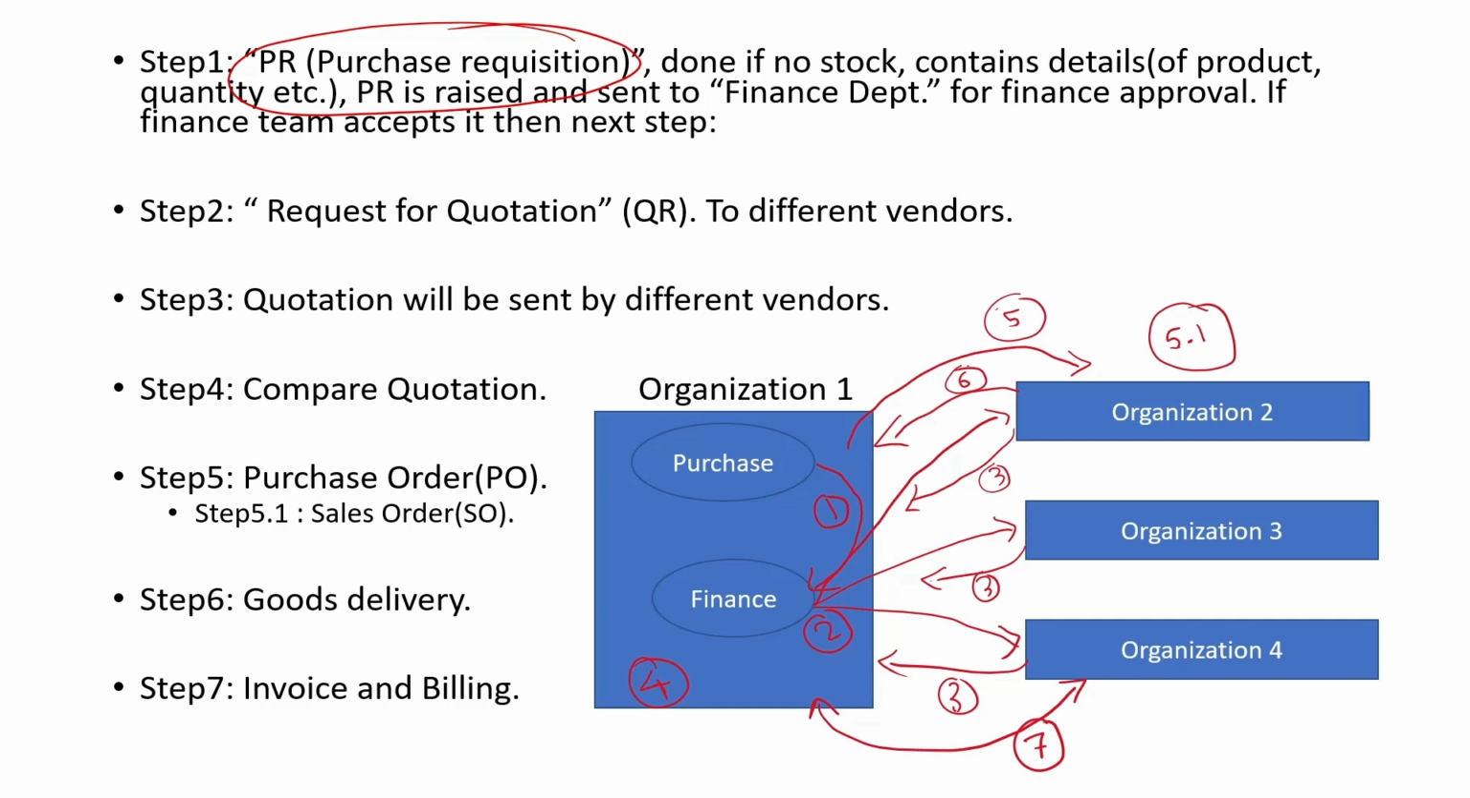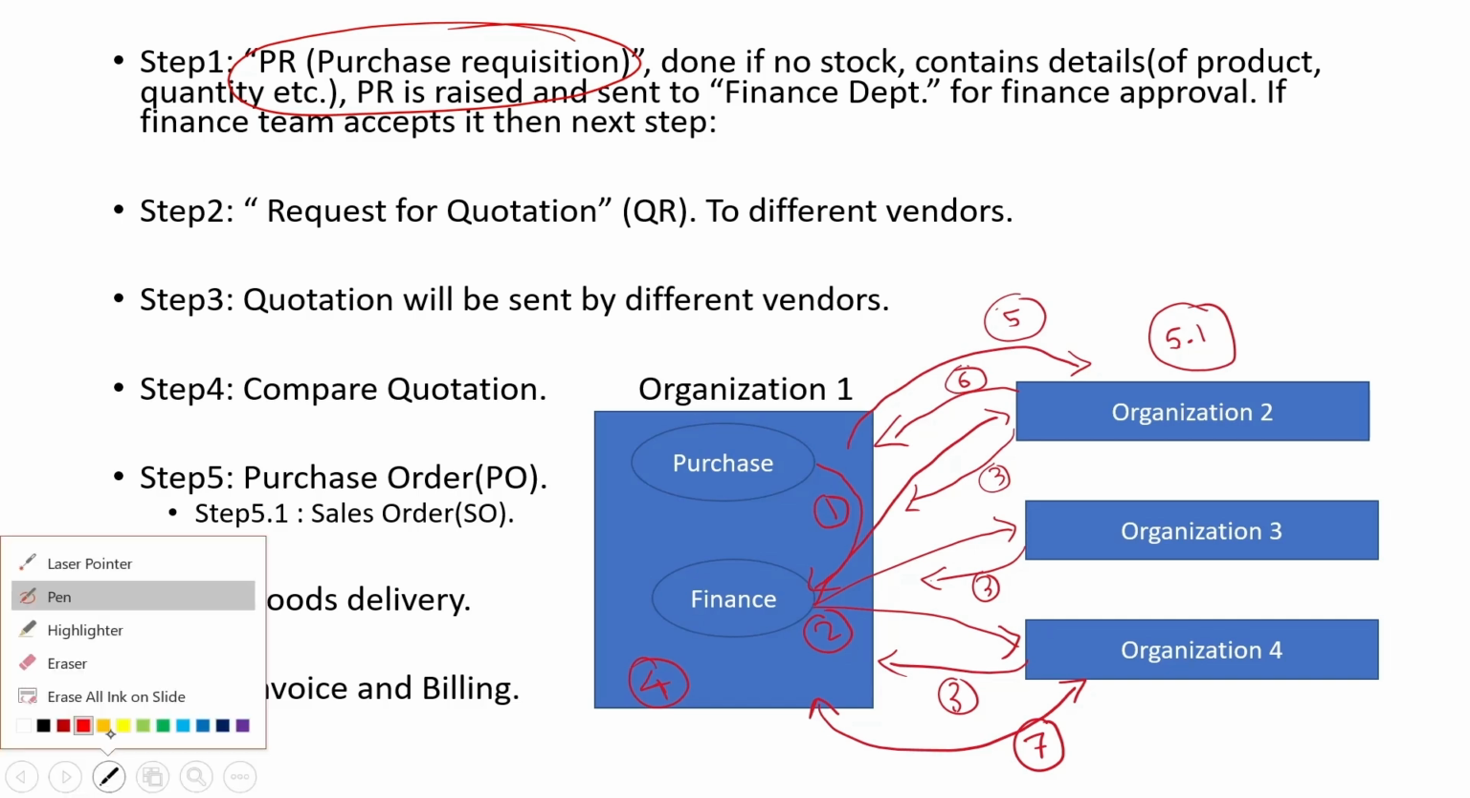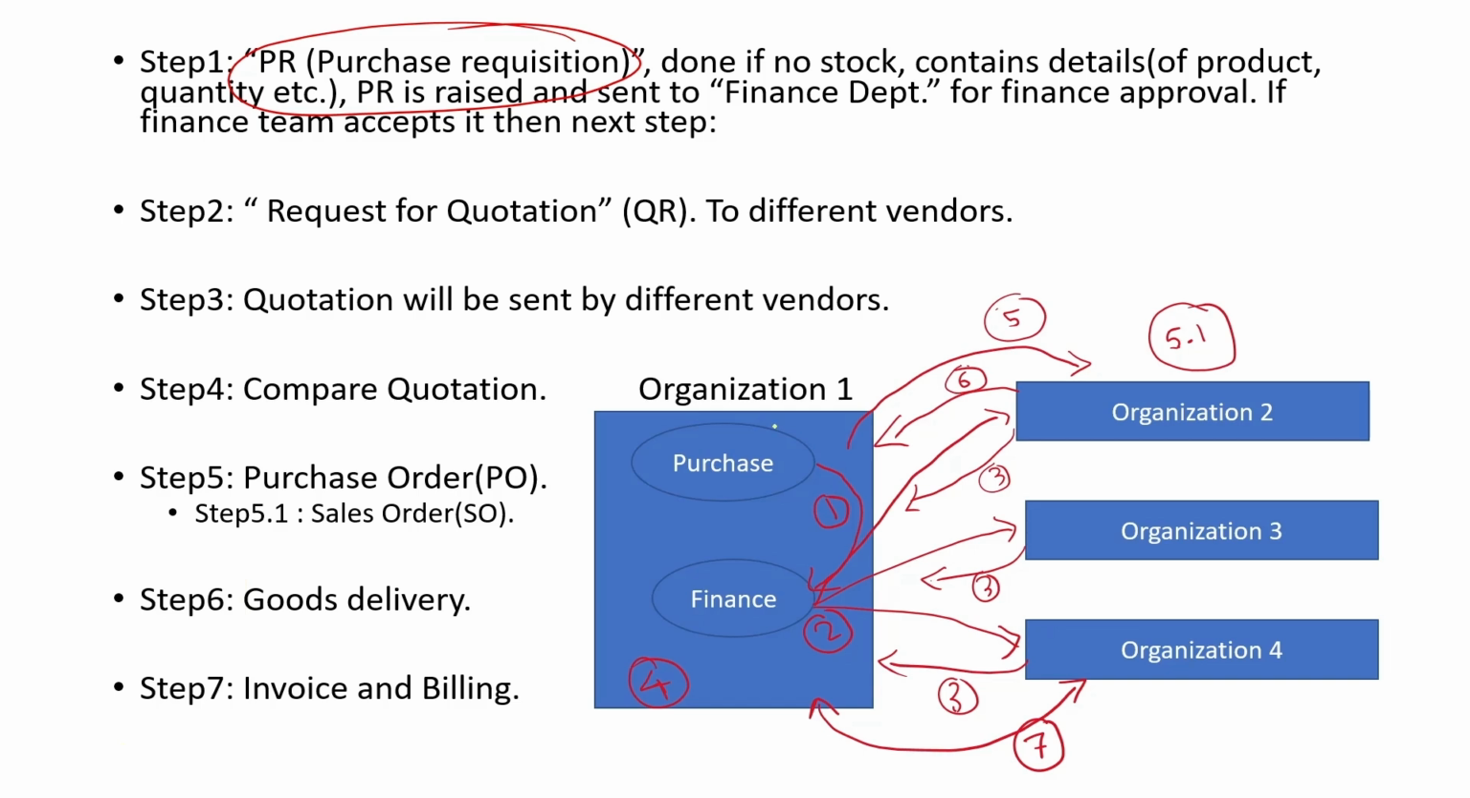Now the finance department, what it will do, here you can see down over there. I'll just change this color. You can see over here, the purchase department is going to ask the finance department for approval. And if the finance team accepts this, then we are going to place the order.